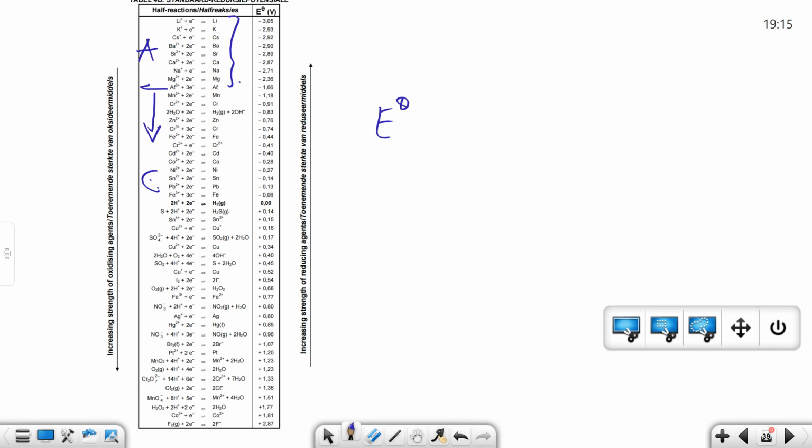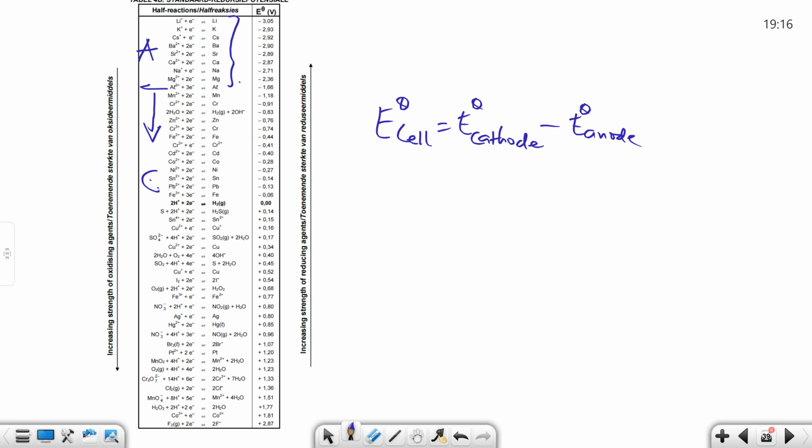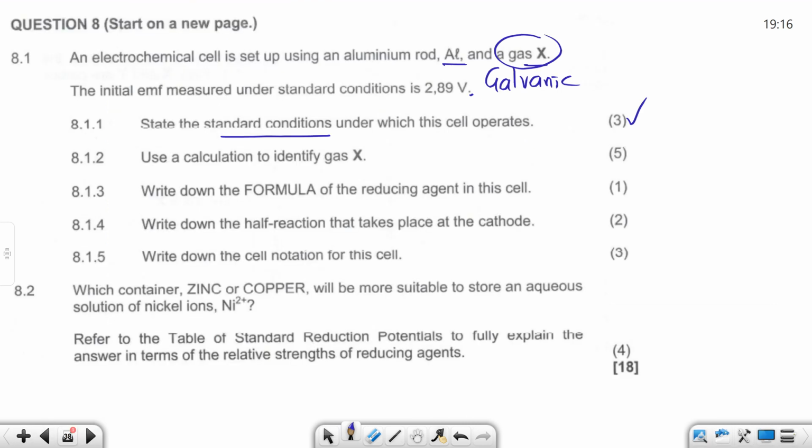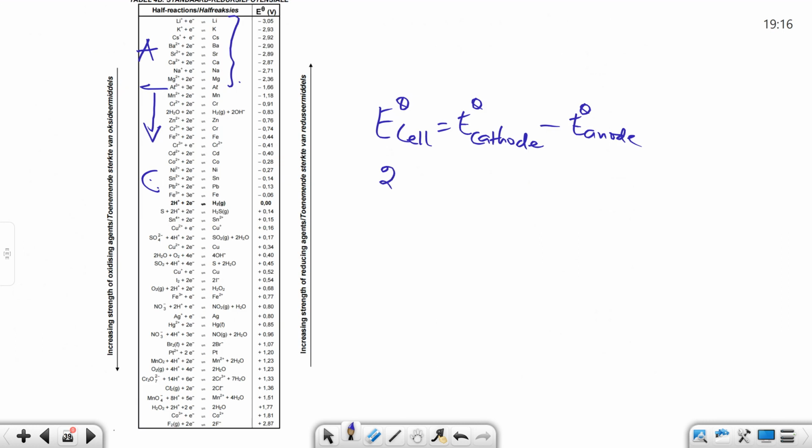Okay, so E cell equals to what? E cathode minus E what? Guys, let's run, 15 minutes. Do we have the E cell? What is the E cell? 2 point something. If you're telling me 2,89. Come, let's work. 2,89. Already, guys, we know that whatever we are looking for is the cathode. Otherwise, you'll be doing trial and error, and we don't want to waste time. What is Al? Negative 1,66.